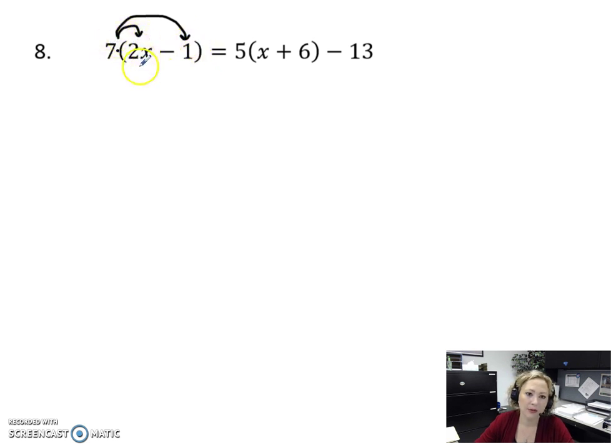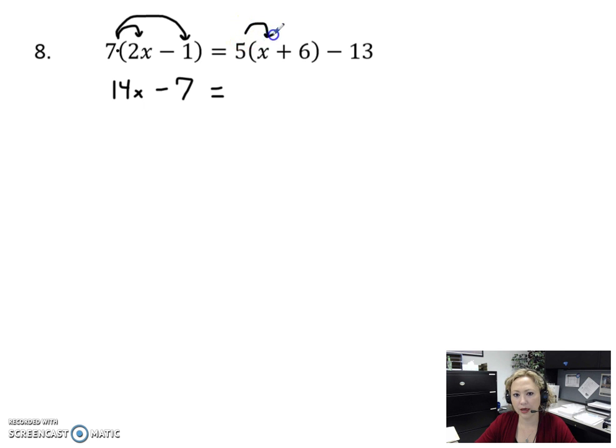So a positive 7 times a positive 2x would be 7 times 2 is 14, bring the x. Positive 7 times a negative 1, negative 7. Something else you'll always notice is that whatever the size of the polynomial in the parentheses, that's the same size after distributing, meaning I've got 2 terms here. After I distribute, I'll still have 2 terms. I'll have a binomial. Okay, so we've cleaned up the left side as much as we can.